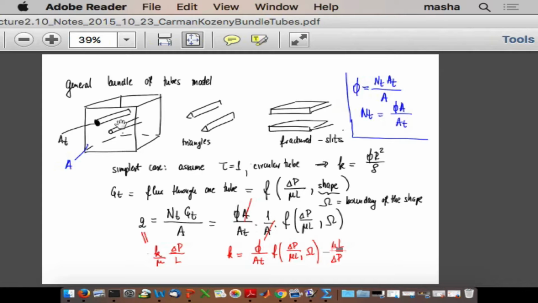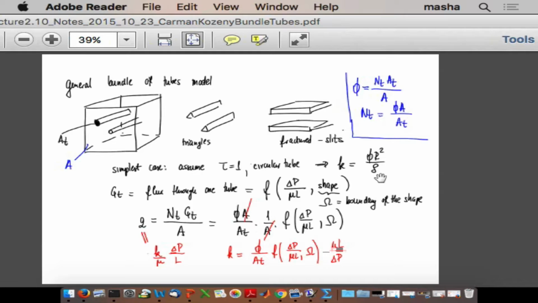Actually, excuse me, this is not part of the permeability. Actually, yes, it is, because I have delta P over mu L inside here. And if you actually plug that in for a circular tube, those are the numbers. That's the Qt we know. You will actually get that permeability is phi r squared over 8.